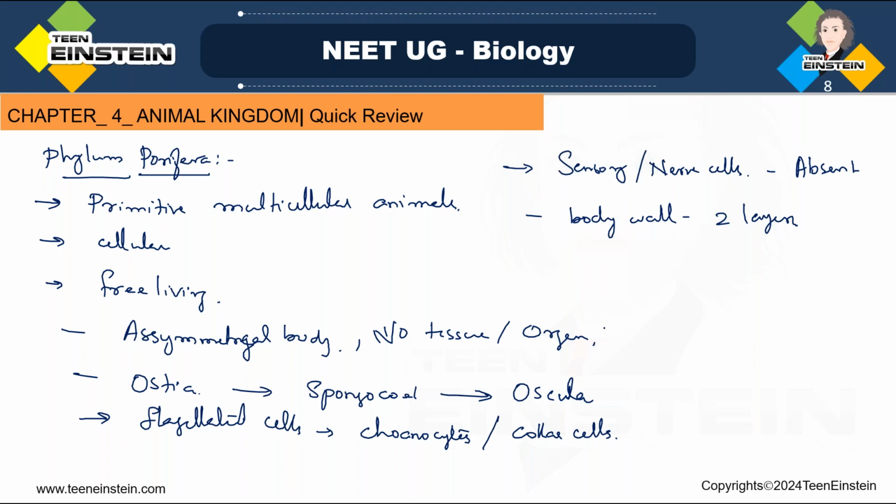Each and every point which I'm saying now is important, because any feature they can put as a question. So here the body has an endoskeleton which is made up of spicules, composed of calcareous or siliceous spicules or spongin fibers. So the spicules may be calcareous or siliceous.